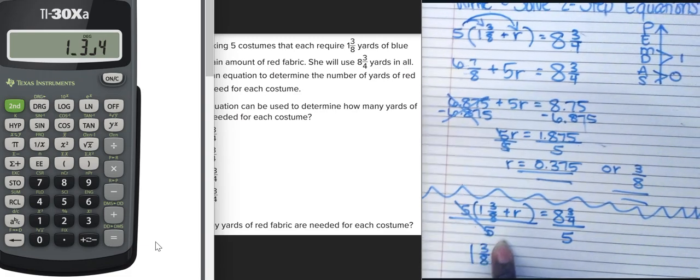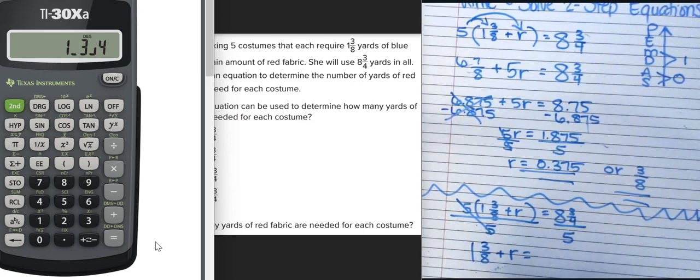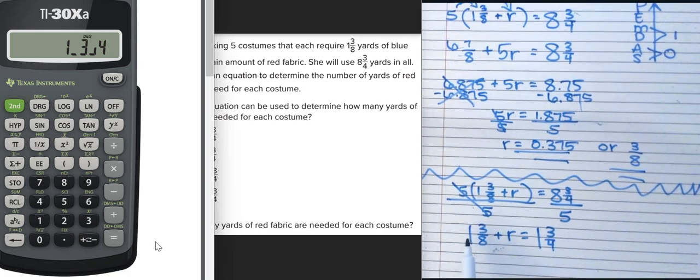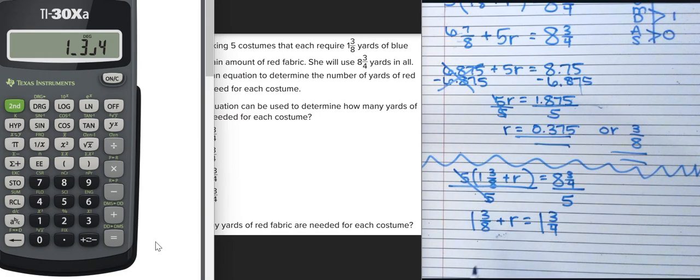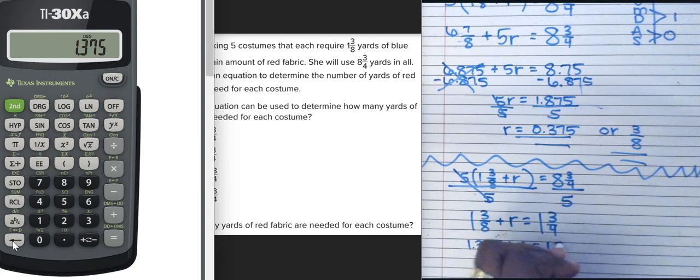Okay. Oh, I forgot something. So we have 1 3/8 plus r. Don't forget that. That is going to be equal to 1 3/4. Now, I want to get rid of these fractions. So remember, if possible, I don't want to have to work with fractions. So what would 1 3/8 be as a decimal? Oh, it's a terminating decimal, so I'm going to use that instead. So 1.375 plus r is going to be equal to 1.75.